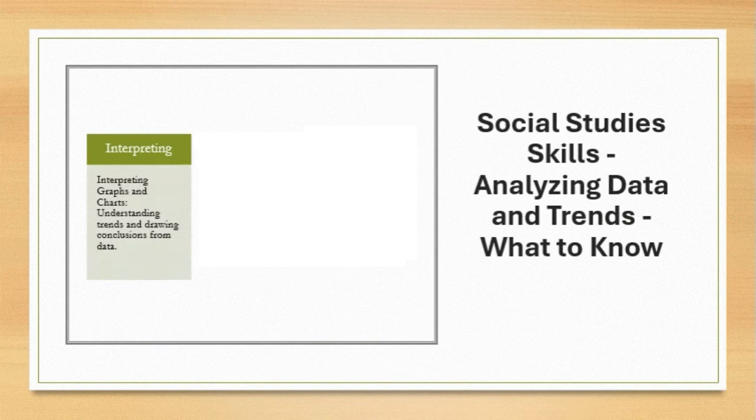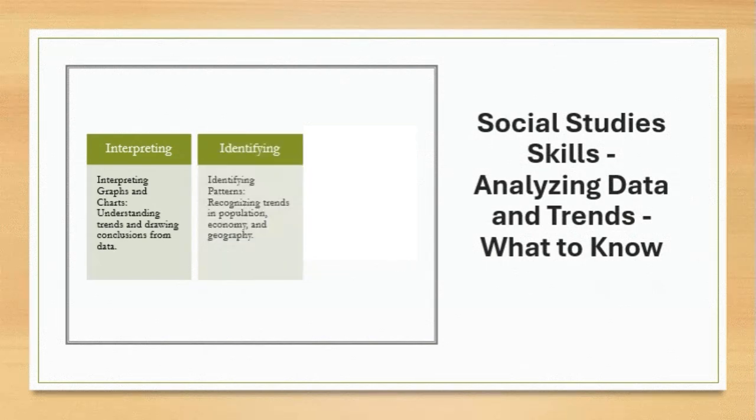For example, a graph showing the decline of the British Empire's colonial holdings could highlight patterns of decolonization after World War II. By analyzing such trends, we can see how global power dynamics shifted in the 20th century. Identifying patterns. Recognizing patterns is another crucial skill in analyzing historical data.